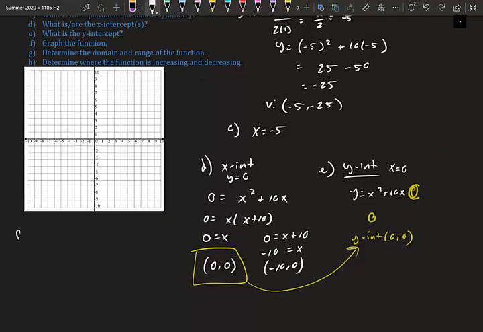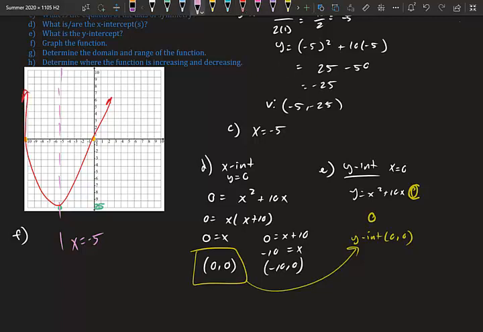Alright, part F, let's go ahead and graph it. So let's plot the vertex for it, (negative 5, negative 25). Now, let's just say this is negative 25. Then we have our axis of symmetry, which goes straight down the vertex with a dotted line. We plot our intercepts at (0, 0) and (negative 10, 0), and that's all we need. We have 3 dots. We connect the points, and it's a parabola.